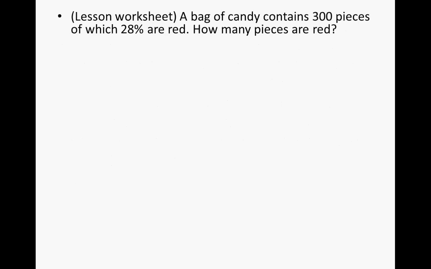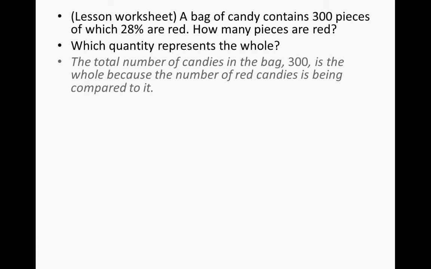So, on your lesson worksheet, a bag of candy contains 300 pieces, of which 28% are red. How many pieces are red? Well, which quantity represents the whole? The total number of candies in the bag, 300, is the whole because the number of red candies is being compared to it.